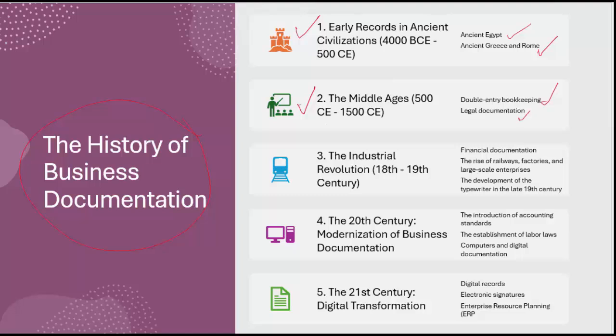Legal documentation became more important as commercial contracts and property laws evolved. Merchants and traders kept contracts in written form to resolve disputes. 3. The Industrial Revolution, 18th to 19th century. The Industrial Revolution dramatically changed the way businesses operated, leading to the formalization of many documentation processes. Financial documentation became more sophisticated with the establishment of corporations and joint stock companies. Businesses were required to produce more comprehensive financial statements and annual reports to attract investors and comply with new regulations.